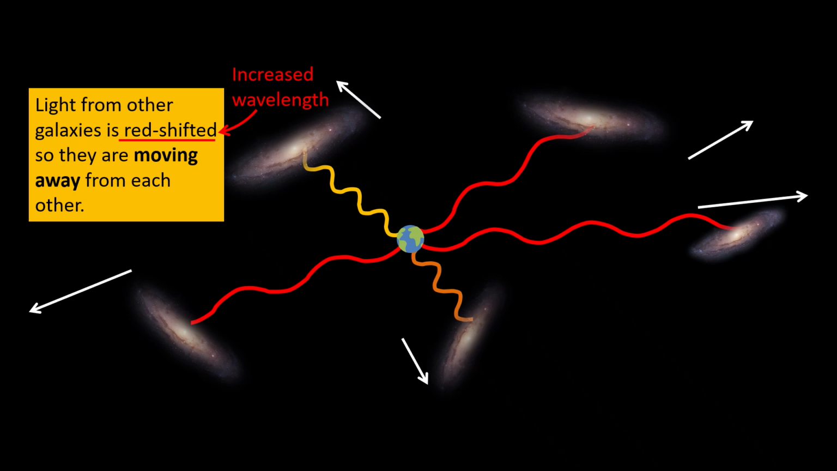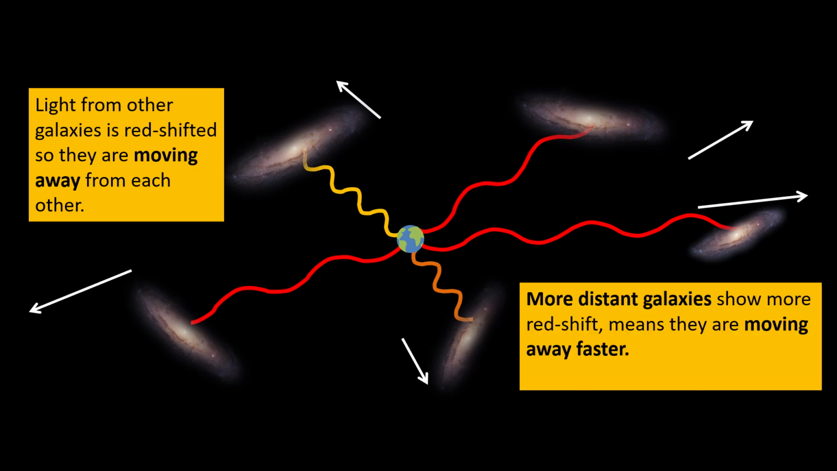But not only that, the further away a galaxy is, the faster it's moving away. So this one on the right here, which is quite far away, the light from that galaxy is really stretched. The wavelength is increased, is more redshifted because it's moving away faster. Okay, so the more distant a galaxy is, the faster it's moving away, the more its wavelength has increased. Now this means that the universe must be expanding.